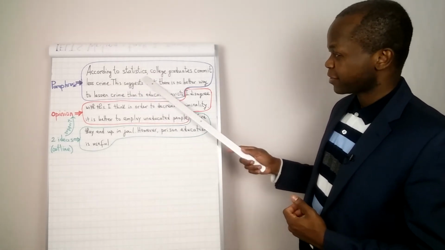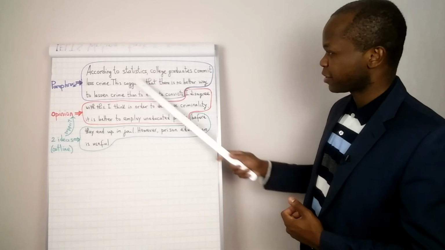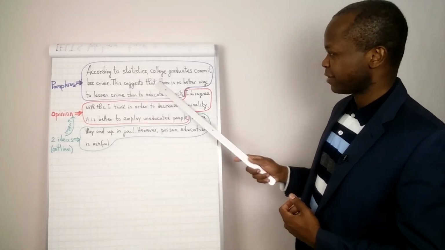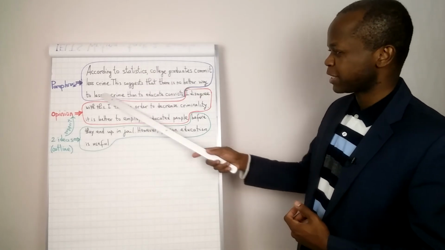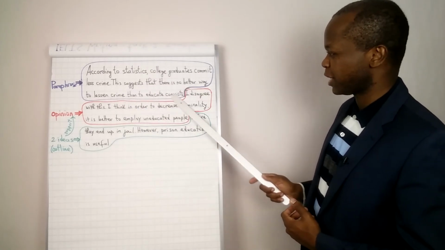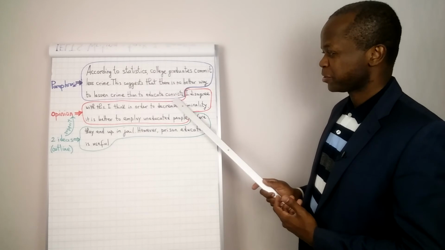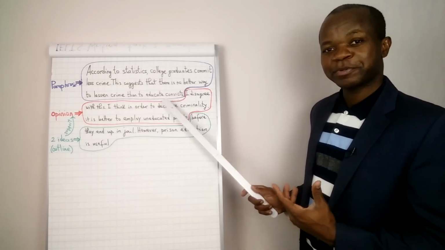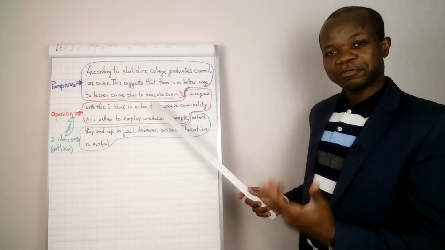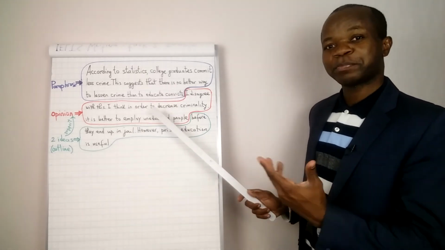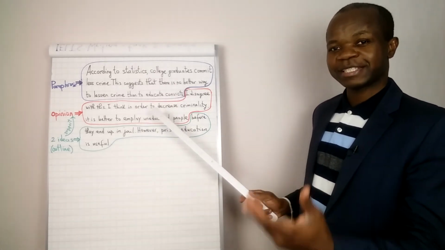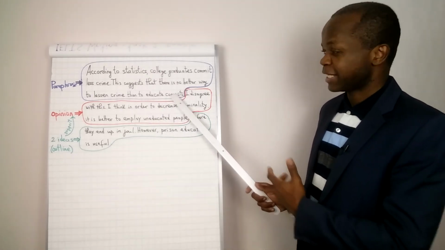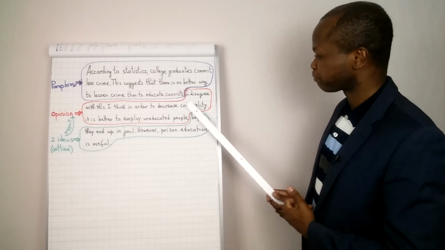So, according to statistics, college graduates commit less crime. This suggests that there is no better way to lessen crime than to educate convicts. So here I use some synonyms. A convict is a person who has been convicted of a crime. It's a person who is in prison because he did something illegal. Okay, so this has to do with lexical range and vocabulary.